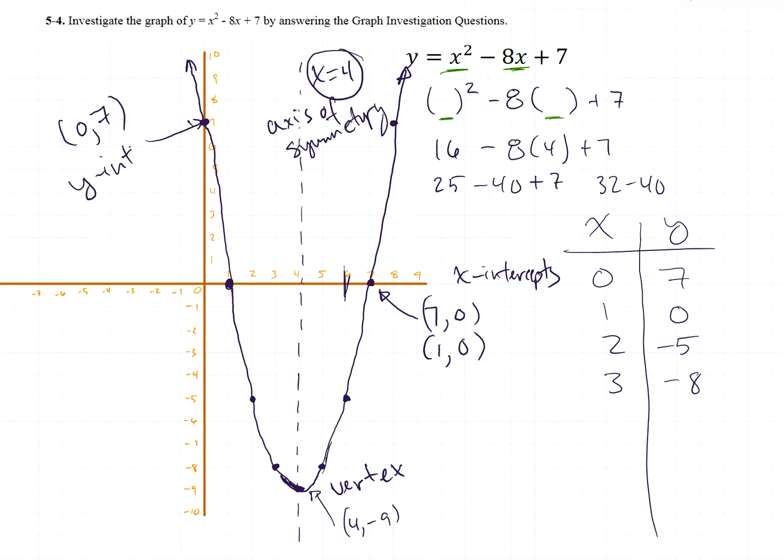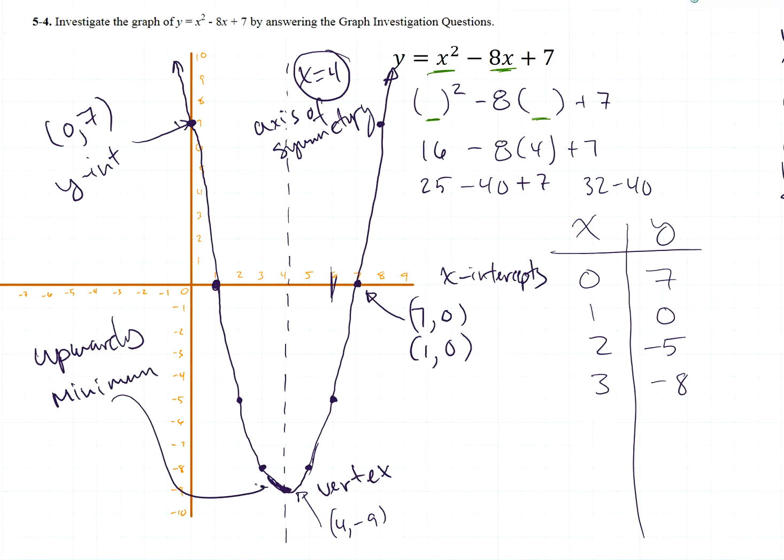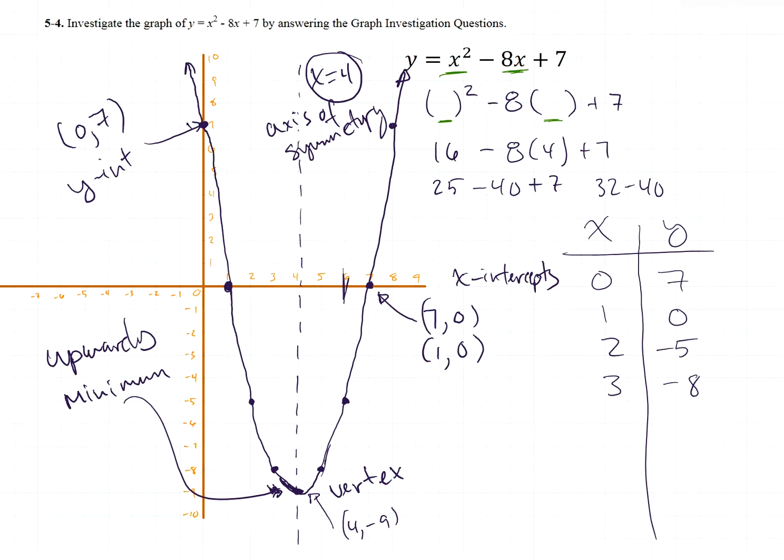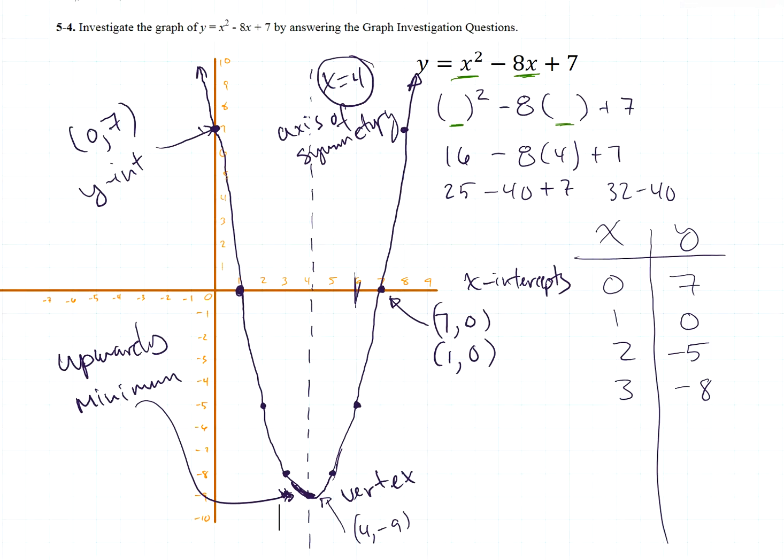This parabola is opening upwards. And it has a minimum value. That minimum value is right down there at the vertex. So when I plug in 4, the function produces -9, and that's the smallest value that'll come out of it. What else can we say about it? I think that's pretty much it. So this is the parabola from question 4.